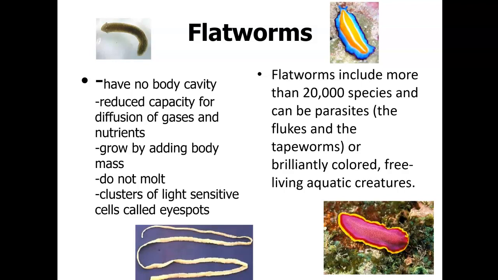They include more than 20,000 species in the flatworms and can be parasitic. Things such as the flukes and the tapeworms are going to be commonly known parasites. Lots of them can be brilliantly colored like we see in these flatworms here, the flukes, and they're going to be free-living aquatic creatures.